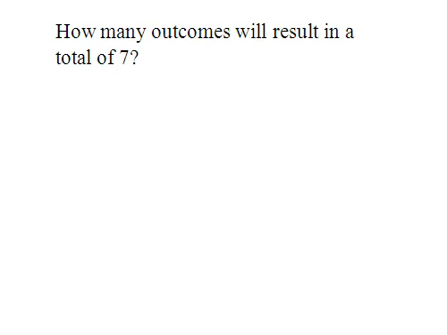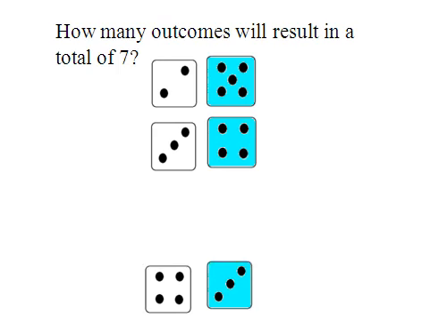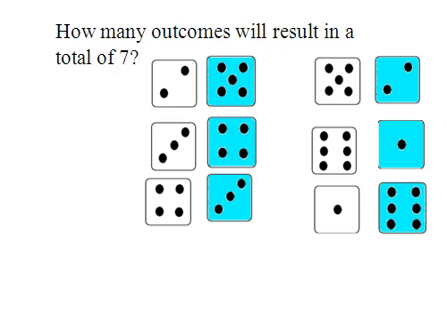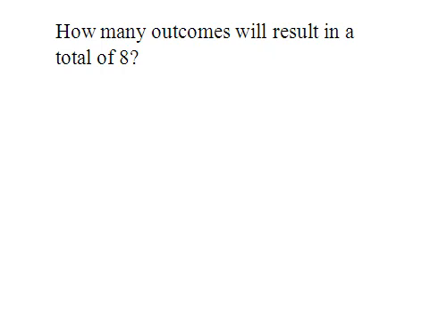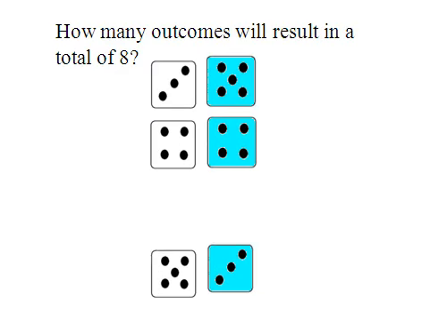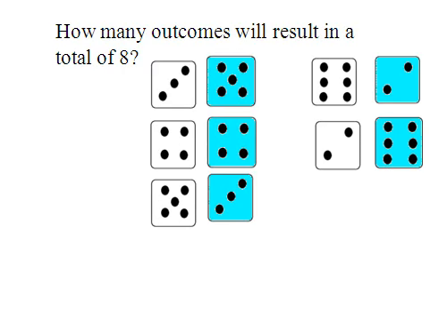How many outcomes will give you a 7? Well, if you count them up, there are 6 outcomes that will give you a 7. So the probability of rolling a 7 is 6 out of 36. If you count how many outcomes will give you an 8, only 5. 5 out of 36. So the highest probability of occurrence is rolling a 7, a total of 7.